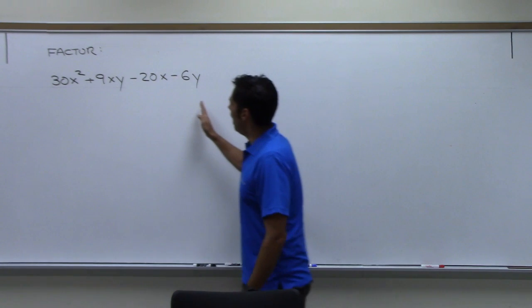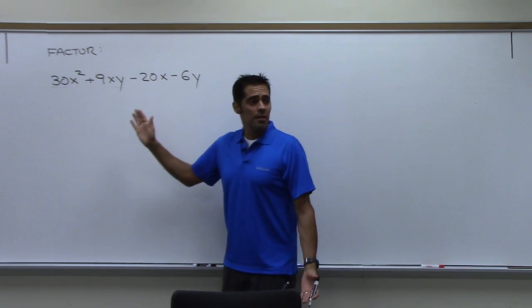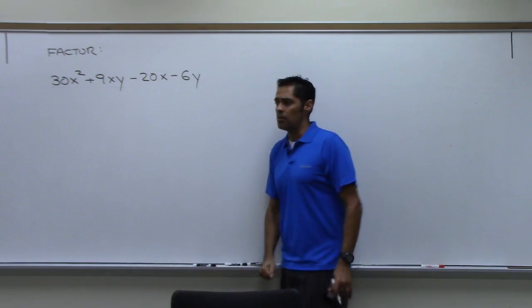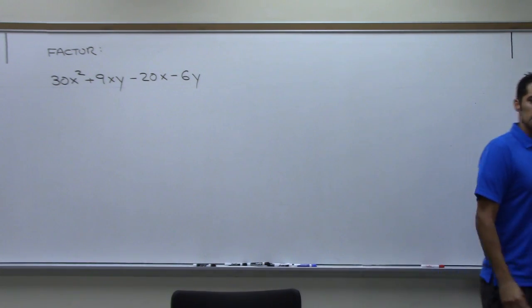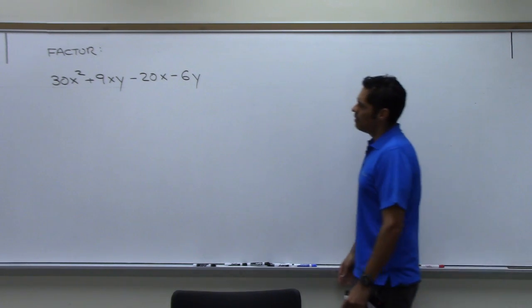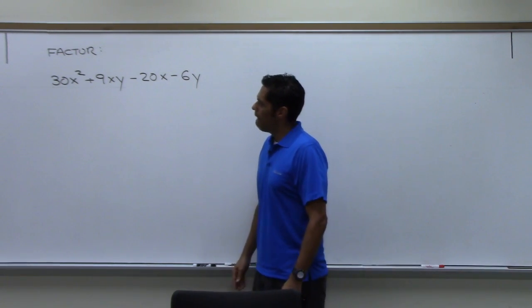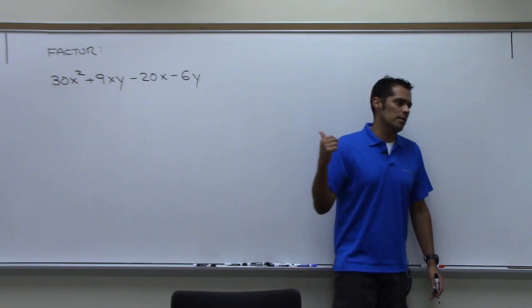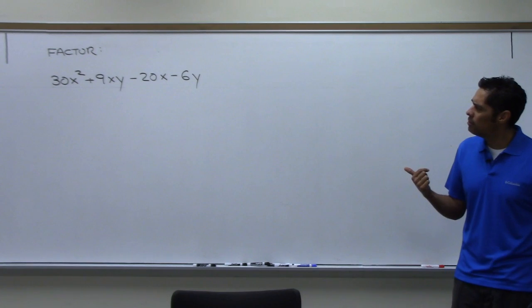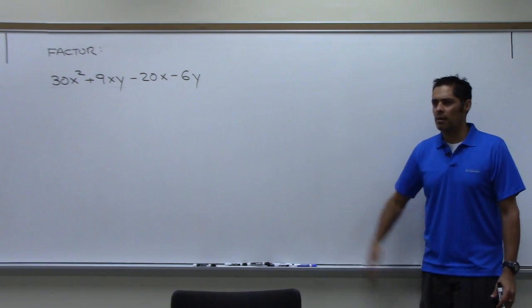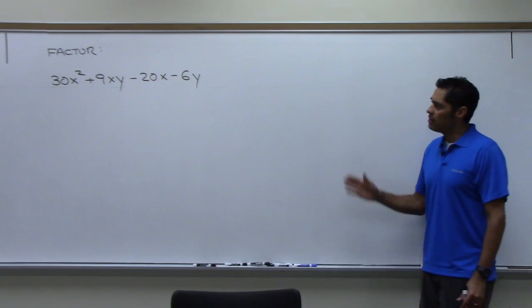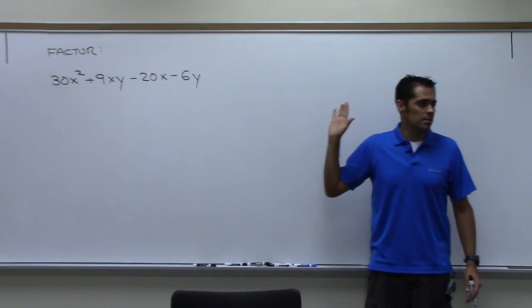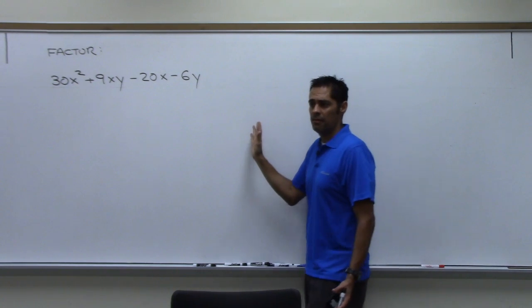So do we have a greatest common factor here? Start with the numbers. Is there a number that goes into 30, 9, negative 20, and negative 6, all at the same time? No, I don't think we're going to get anything, right? 2 doesn't go in there. 3 doesn't go. 2 doesn't go into the 9, right? 3 doesn't go into the 20, and you could keep trying. You're not going to find anything. All right, how about x's? Do we have x's in all the terms? No. Do we have y's in all the terms? No. So we do not have a GCF.